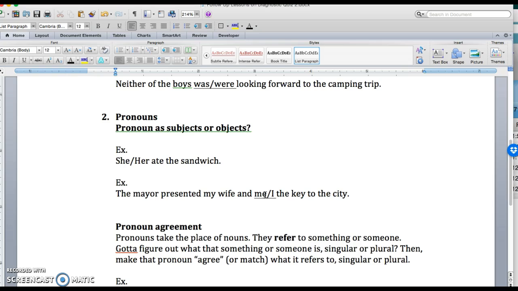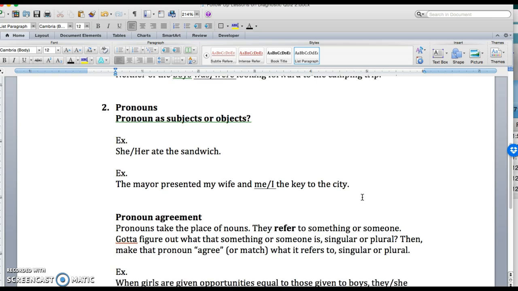Lots of us say the mayor presented my wife and I the key to the city. That is incorrect. Because my wife and me, those are the objects of the sentence, not the subject. We say the mayor presented my wife and me the key to the city. Keep looking up this rule, keep practicing this rule. You'll get it eventually, I promise.